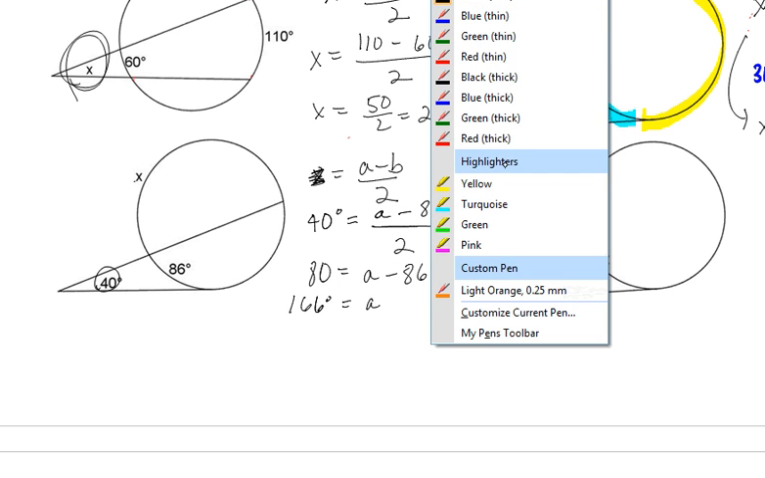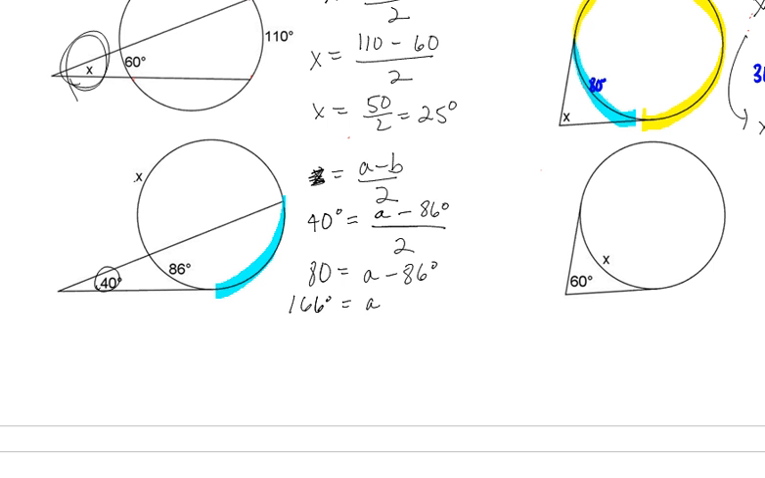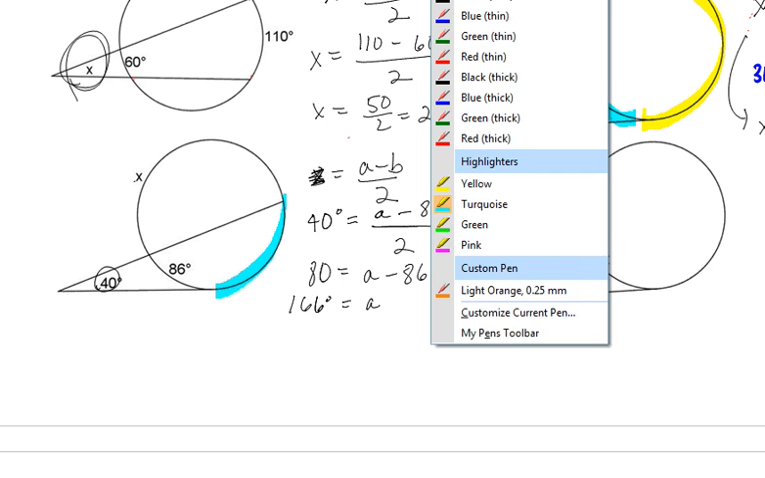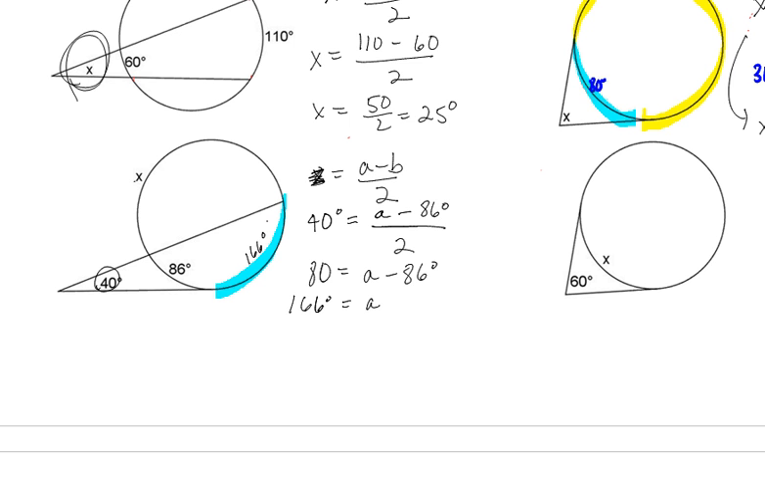So let's highlight what we mean here with the 166 degrees. Now, it looks like what x is in this diagram is from here to here. Well, 86 degrees and 166 degrees are not included in the yellow. A full circle is 360. I want to take away the 86 degrees and the 166 degrees. What that will end up leaving me with is 108 degrees.